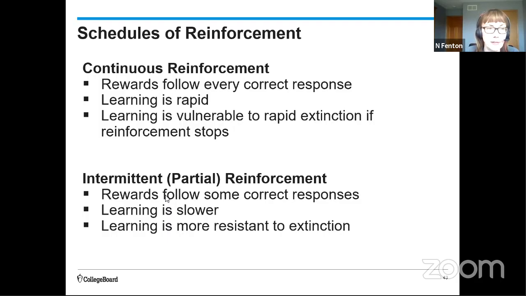If you continuously reinforce, every time that mouse presses that lever, it receives a treat. If you do this, every time a student raises their hand, they get $5. Learning is going to happen fast, but the learning is fragile, I guess. It's vulnerable to extinction. So if you suddenly stop reinforcing, so the mouse starts pressing the lever and no treats appear, learning goes away quickly. So you have a really fast extinction rate if you use continuous reinforcement. So on one hand, they learn quickly, but on the other hand, rapid extinction.